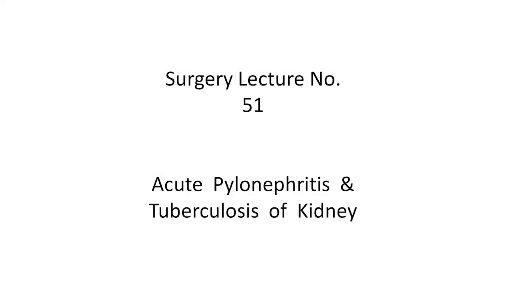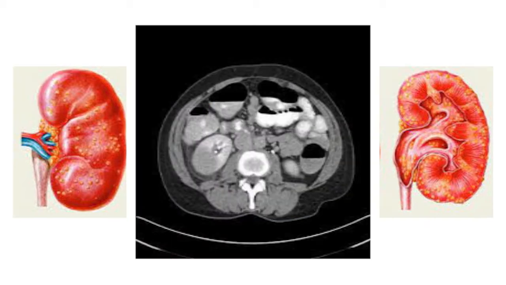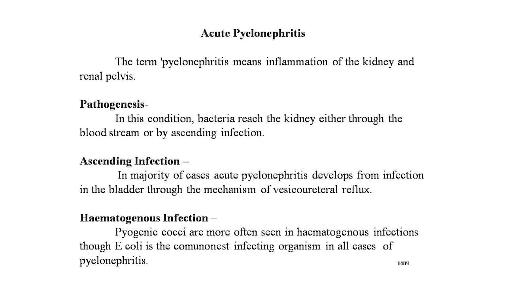Welcome dear students in my surgery lecture number 51, that is the acute pyelonephritis and tuberculosis of kidney. In this lecture we learn acute pyelonephritis, chronic pyelonephritis, perinephric abscess, pyonephrosis and the tuberculosis of the kidney. Now start with the acute pyelonephritis.